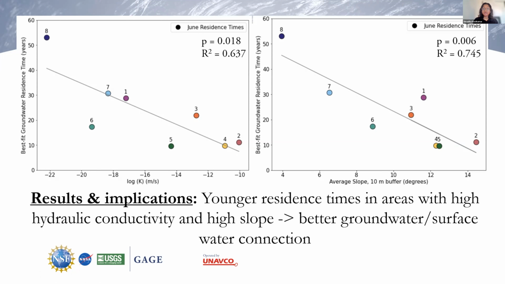Given the importance of groundwater resources to both ecosystems and human use, it's important for us to assess where groundwater and surface water are the most connected, because those areas of high connection are where water resources are the most vulnerable to the changes in precipitation brought about by climate change. And environmental factors such as hydraulic conductivity and slope can help us to find those places.